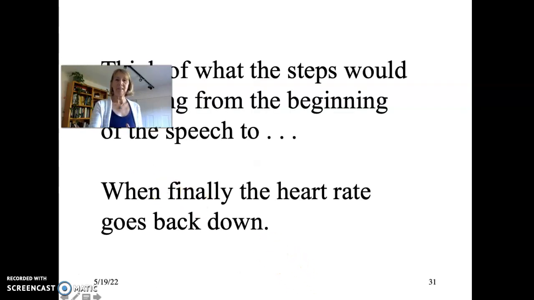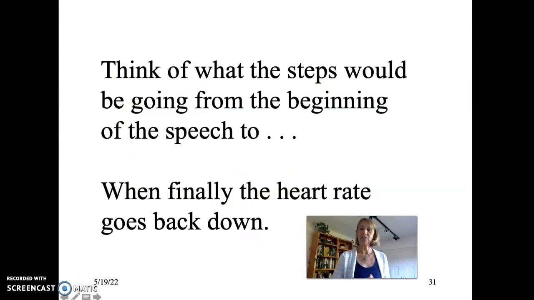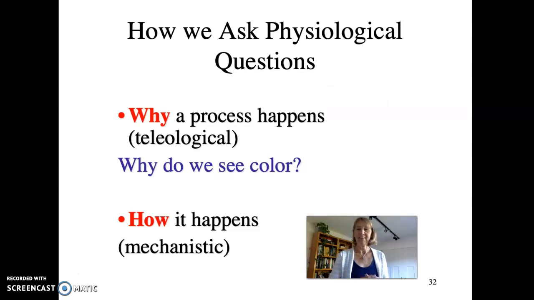And I'm not going to tell you. I'm going to let you think about that, right? What would be going on? And this is the sympathetic kicking in, right? That's making you a little panicky there. What happens for it to eventually come back down again? I'm going to leave it at that. I want you to think about it.